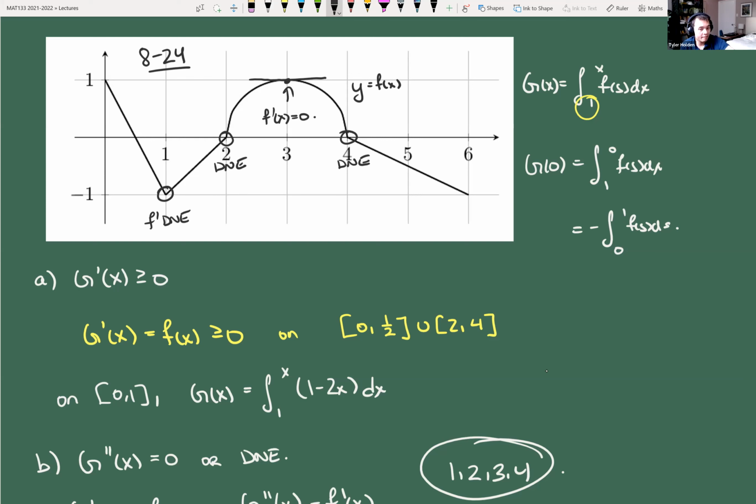Inflection point is where concavity changes, right? But we're asking for the concavity change of capital G. And so where the second derivative of capital G is changing, that's the equivalent of saying, where does the first derivative of f change, right? So it's just sort of like we've obfuscated which derivative we're asking about. Yeah, exactly. Sharp turns or do not exist. Yeah, absolutely. Okay, so those are our potential inflection points.